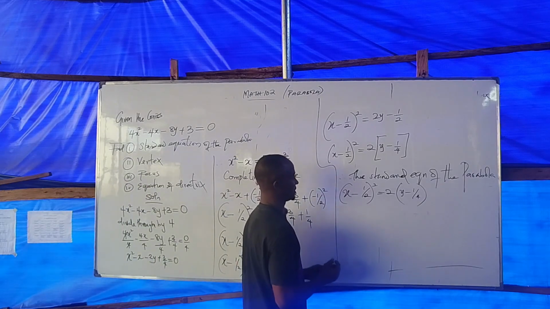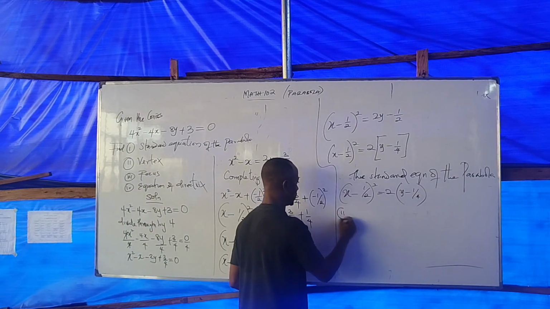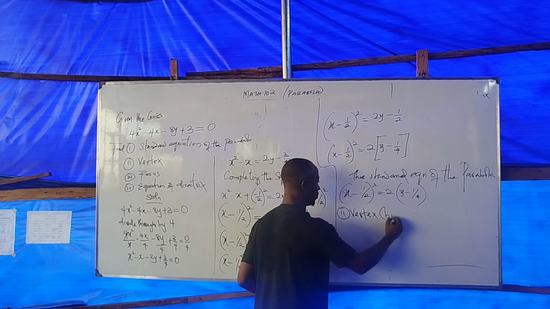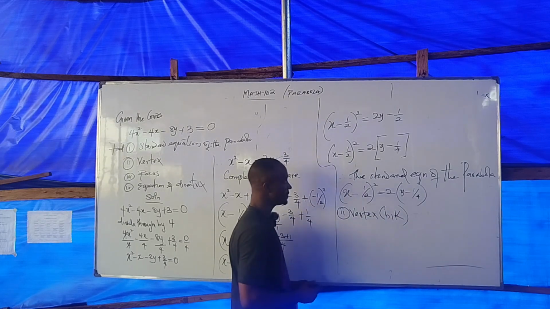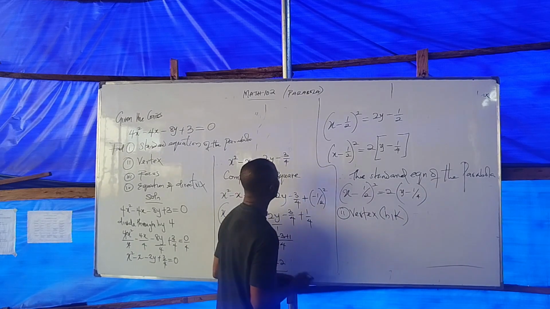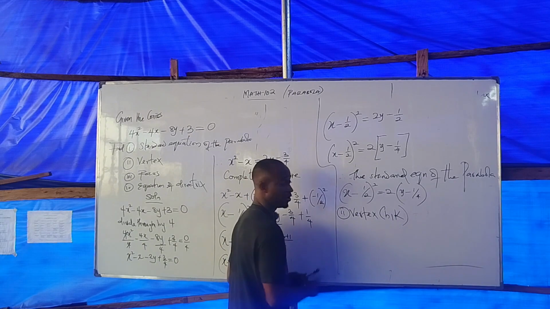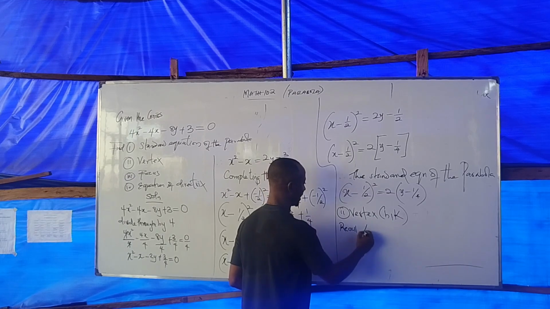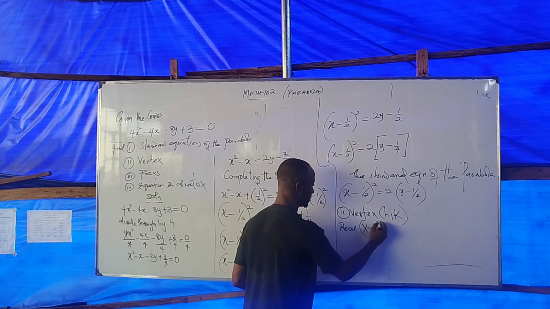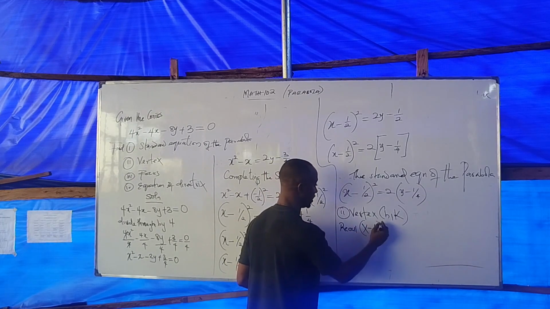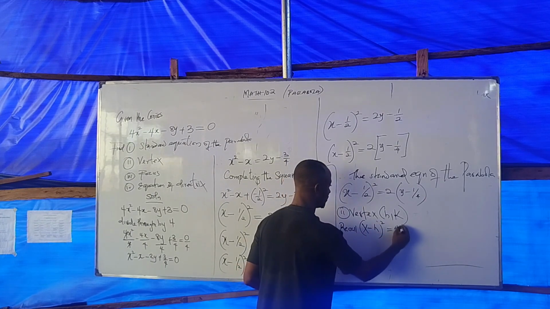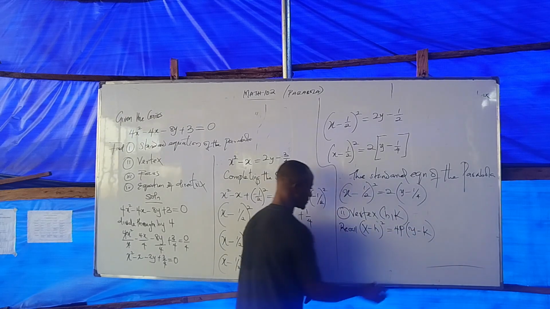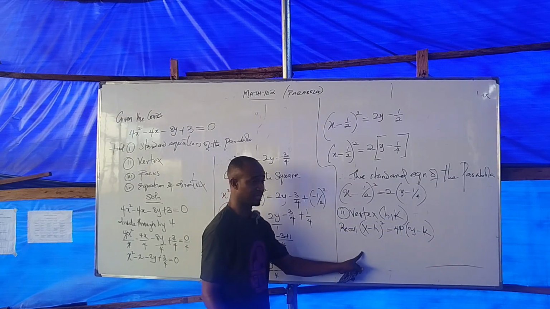For the vertex, we say find the vertex, which is h comma k. Are you following? What do you think is the standard form of this parabola? Recall, that is x minus h, all squared, is it not, equals 4p, y minus k. Standard form is this, right?